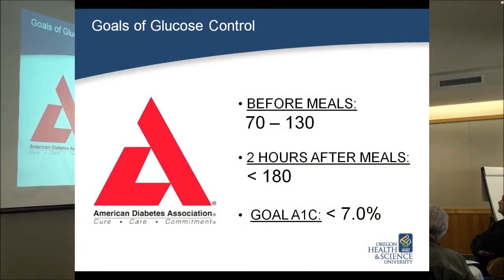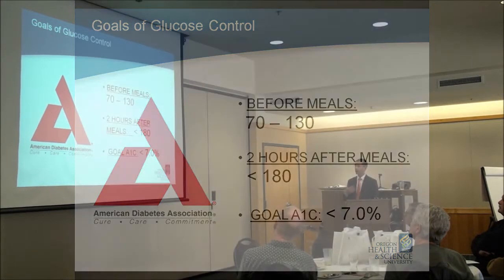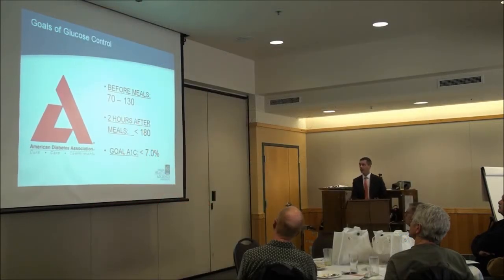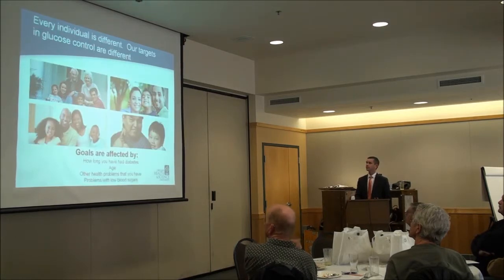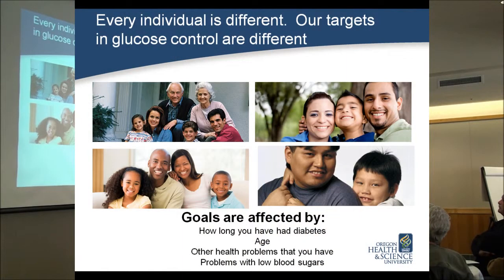So the overall goals are that before a meal, you want your blood sugar to be 70 to 130. You don't want to be hypoglycemic and you don't want to be hyperglycemic. And then after meals, you want to be able to keep that less than 180. Ideally, if you can do that through the day, then you'll have a goal of a hemoglobin A1C less than 7. But again, our goals are different based off of how old you are, how long you've had diabetes, and if you've already had cardiovascular problems or problems with hypoglycemia.